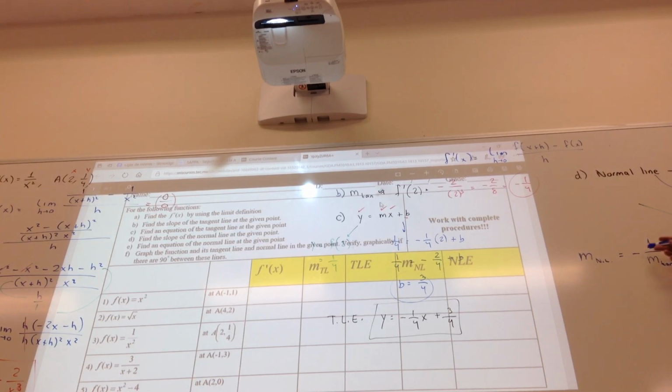Always, yeah? Negative reciprocal. Why negative? Because the direction is different. It's opposite. And reciprocal because the inclination is going to be always opposite.